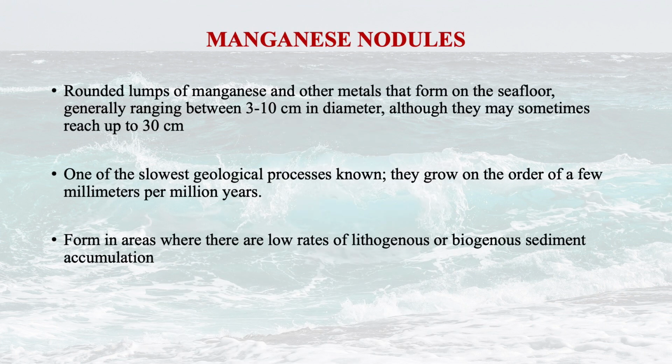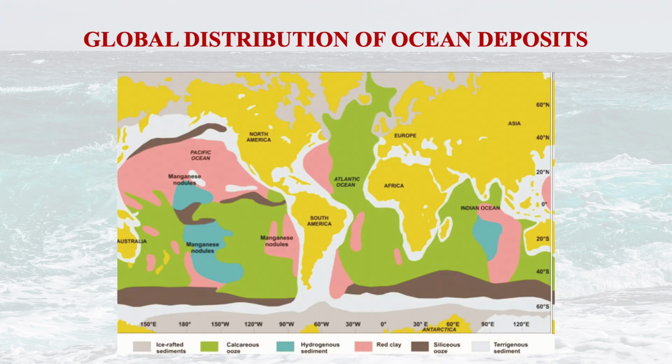They are formed in areas where there are low rates of lithogenous or biogenous sediment accumulation. So you can see in this world map that these manganese nodules are found in the mid of the major oceans, like the Pacific Ocean, and then in the Indian Ocean in the mid portion. Then there are ice rafted sediments along the polar areas. You can see them along Antarctica and along the Arctic Ocean. So you can explore this map and see the distribution.